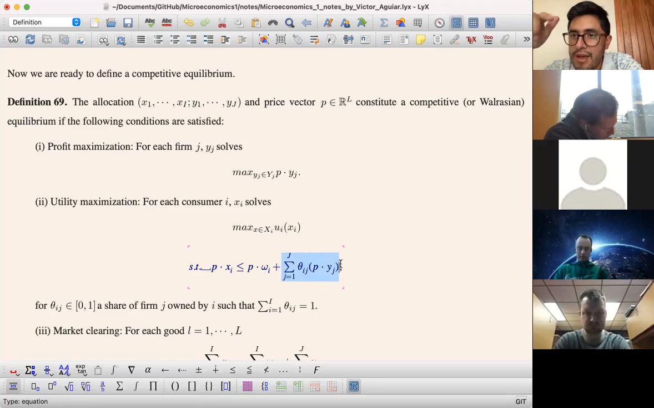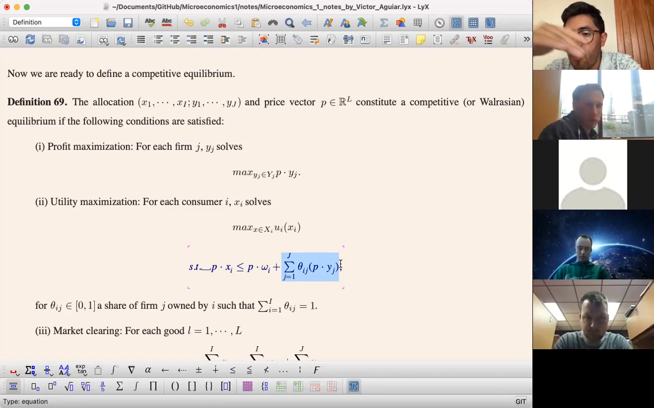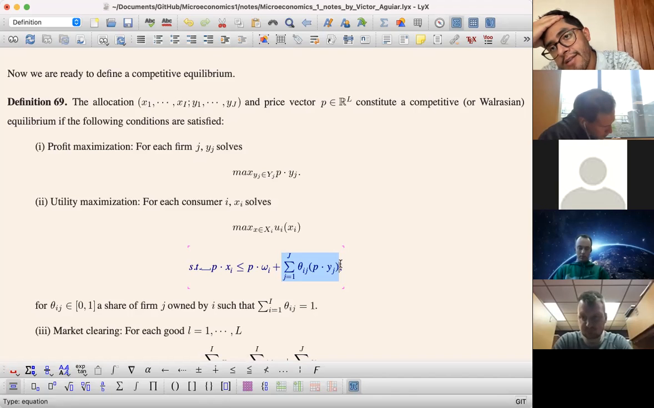And then there is an additional term here that has a new component, which is very cool, which is this theta ij. So theta ij is a number between 0 and 1 and denotes a share of a firm j owned by i, such that if, of course, I add over individuals, then everything here is owned privately. So all firms in this market are owned by the consumers, okay? So all shares are in the hands of the capital I consumers.